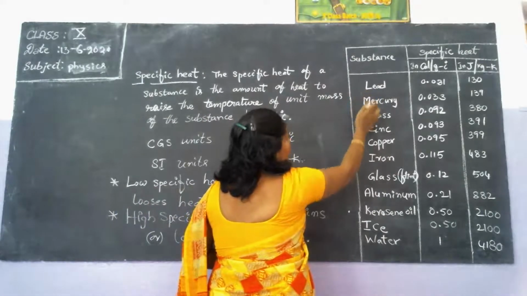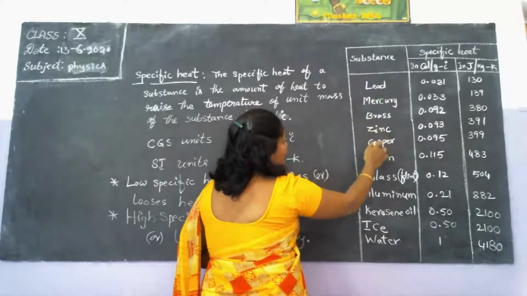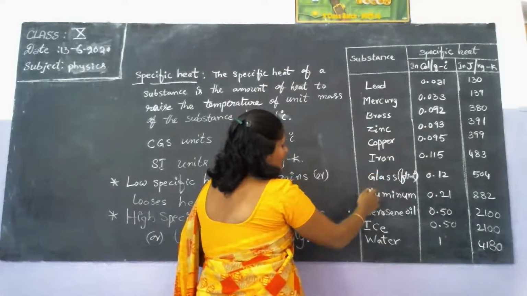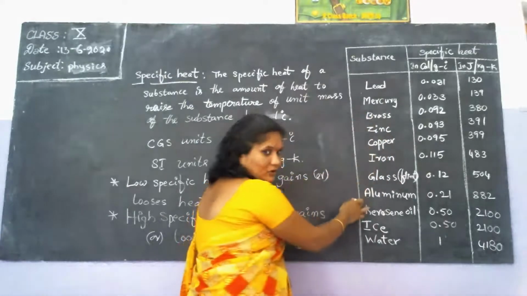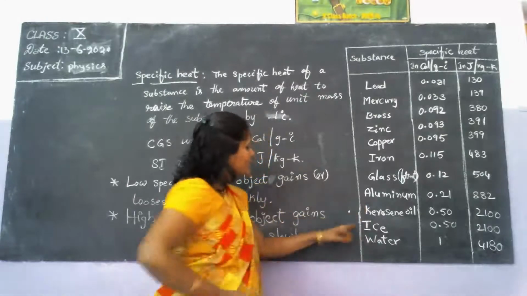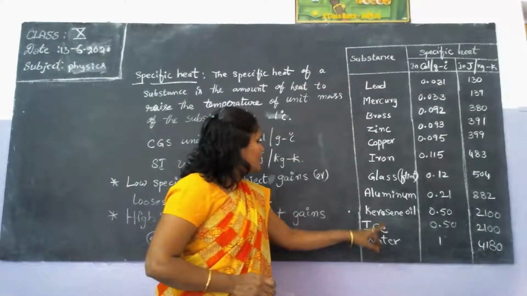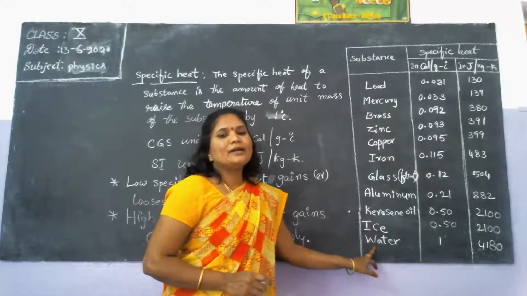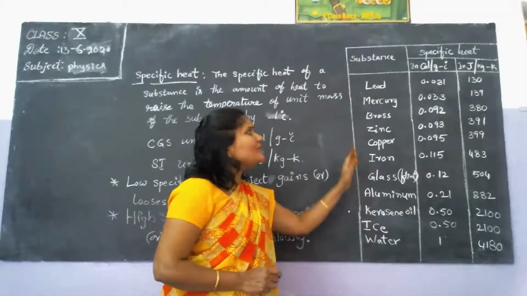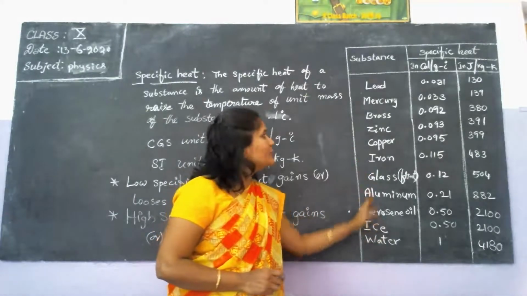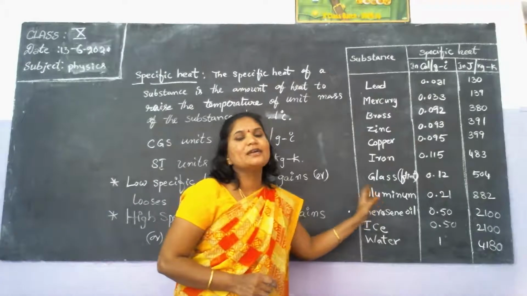See here, lead, mercury, bronze, zinc, copper, iron, glass and aluminium are solid state substances. Here kerosene and water are liquid states. So comparing solids and liquids, there is a lot of difference in specific heat.